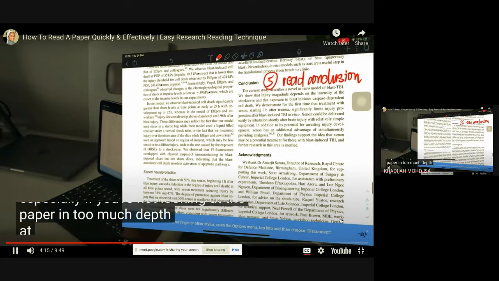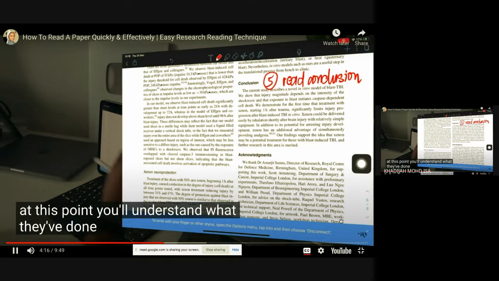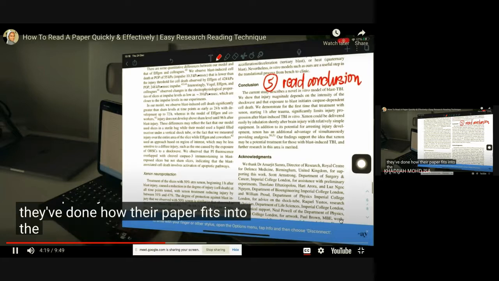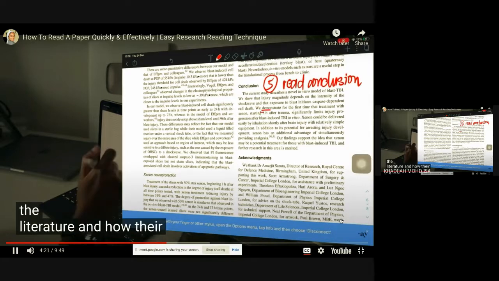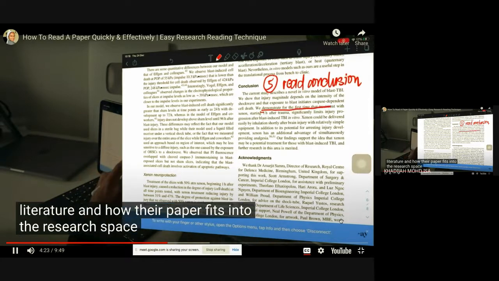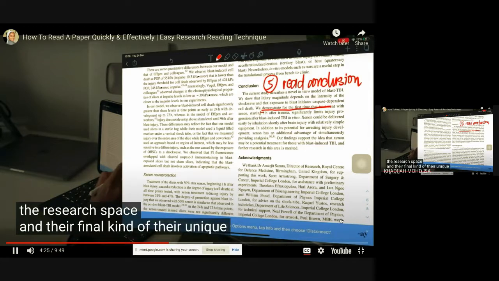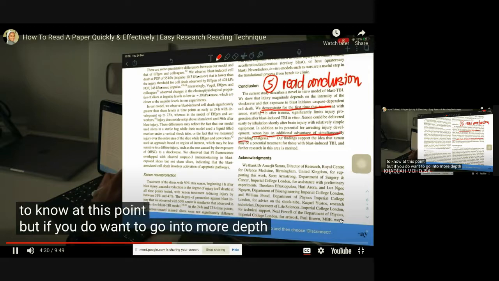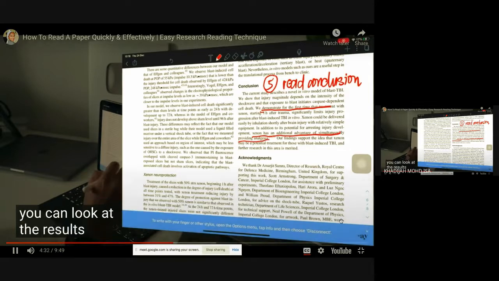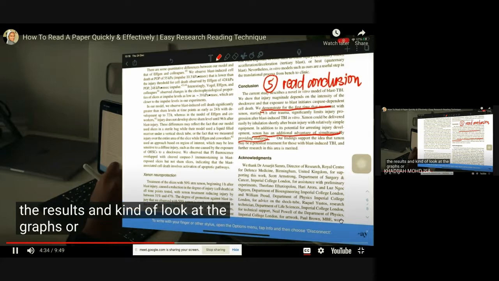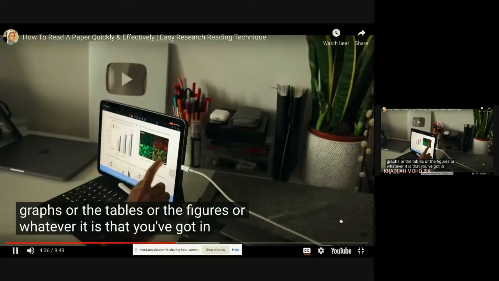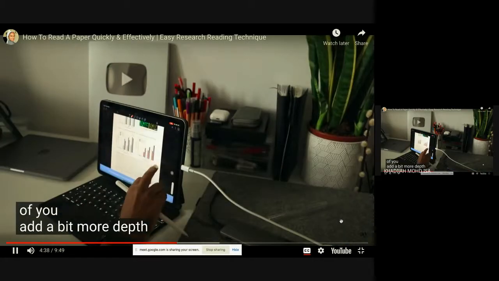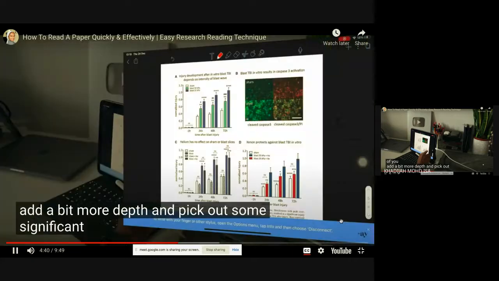At this point, you'll understand what they've done, how their paper fits into the literature, and how their paper fits into the research space, and their final unique results. And that's all you really need to know at this point. But if you do want to go into more depth, you can look at the results and look at the graphs or the tables or the figures, whatever it is that you've got in front of you, at a bit more depth, and pick out some significant results.